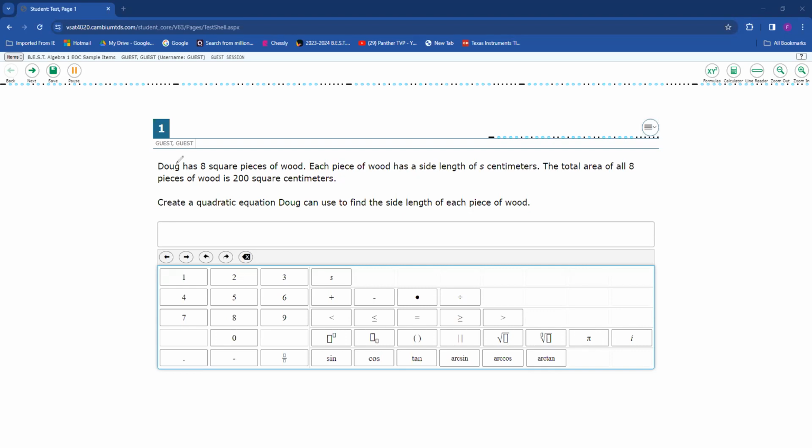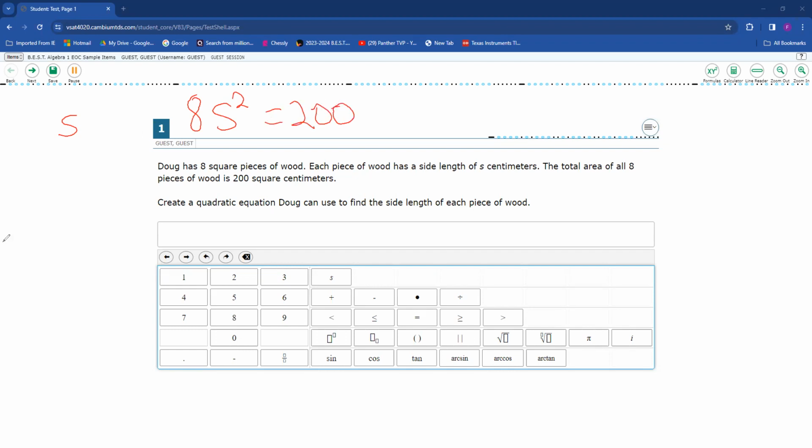A dog has 8 square pieces of wood. Each piece of wood has a side length of S centimeters. So if you have S centimeters as the side, then the area of each square is S to the second power, S squared. But you have 8 of them, so we need to multiply times 8. And for area, the total area is 200 square centimeters.